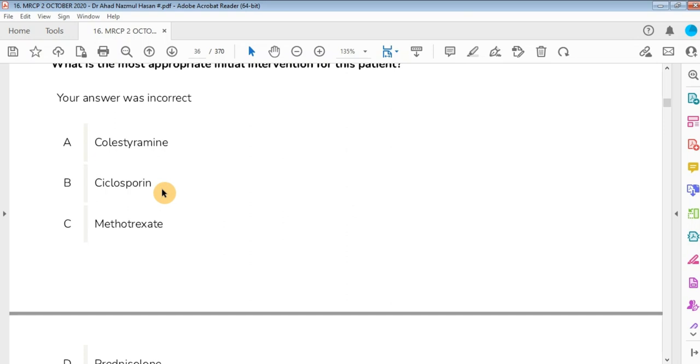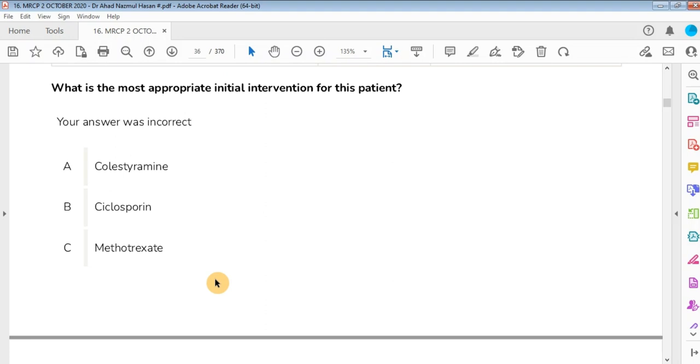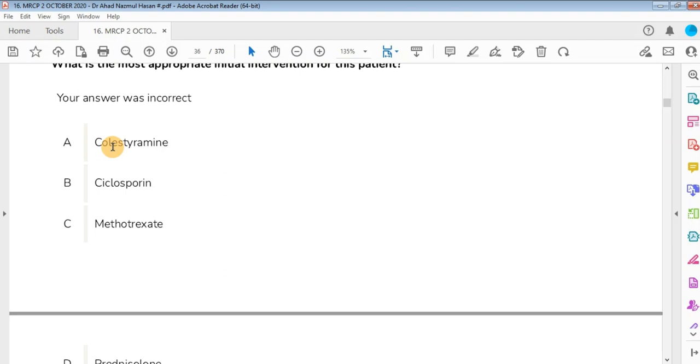And what is the indication for ursodeoxycholic acid? Itching. Ursodeoxycholic acid is used for the management of itching or pruritus in case of early PSC or early PBC. And in case of advanced cases, we need to go with cholestyramine. Cholestyramine is also indicated in case of bowel resection induced bile acid diarrhea.